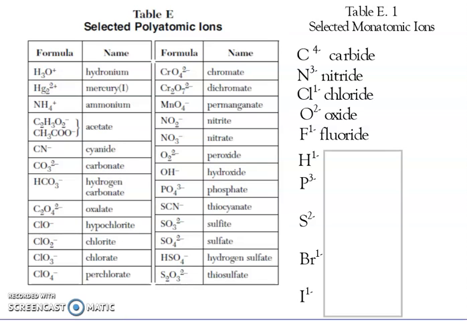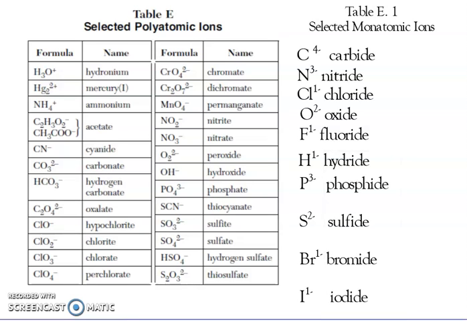And these include carbide, nitride. So carbide is a carbon with a 4 negative charge. Nitride is nitrogen with a 3 minus charge. Chloride is chlorine with a 1 minus charge. And anytime you make it an ion, you're going to change the suffix, the ending, to IDE. We have oxide, fluoride, and then we have these ones down here: hydride, phosphide, sulfide, bromide, and iodide.